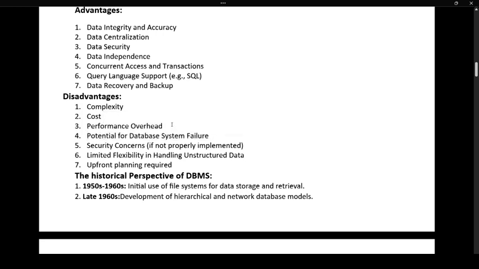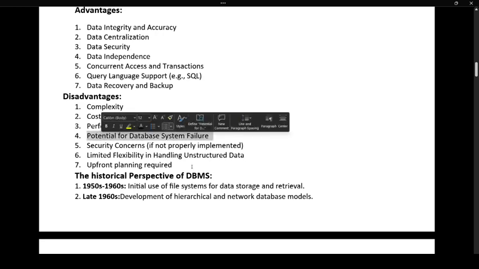For example, you have a lot of data and you need to work on that, then the performance decreases. When the performance keeps rapidly decreasing, then sometimes the system may also fail. So the database system sometimes fails also. So that is one of the disadvantages we have.